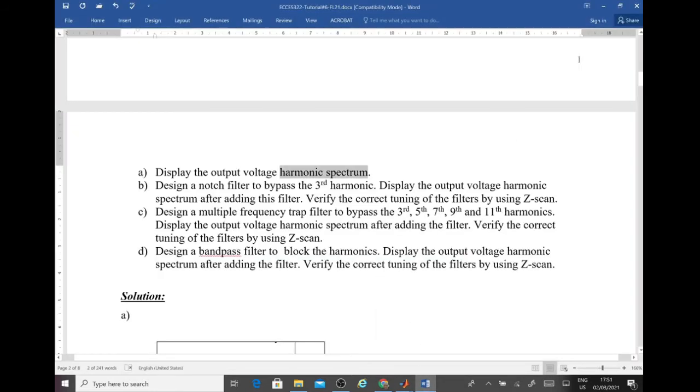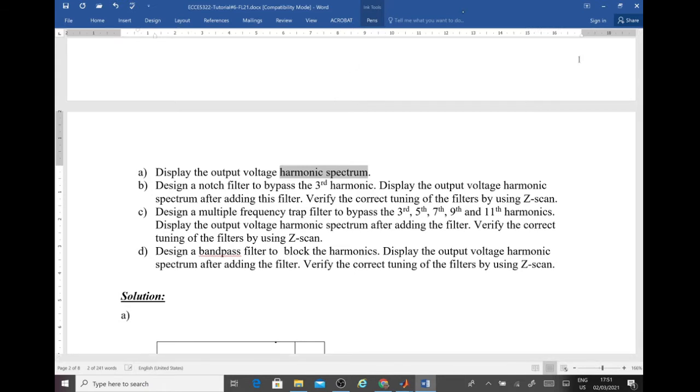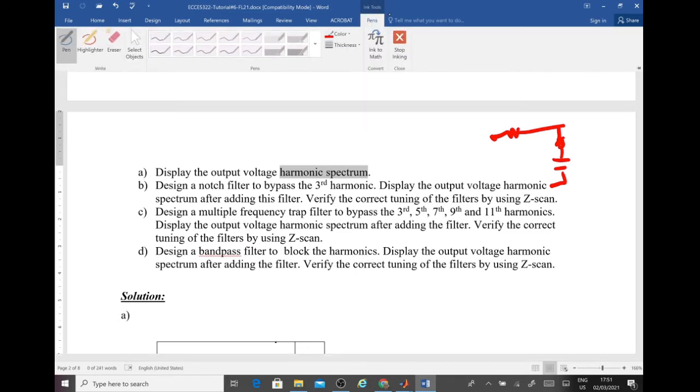With regard to the second question, it says design a notch filter to bypass the third harmonic. Notch filter. Okay, so we know that the notch filter will consist of 3 elements, R, L, and C. So we're going to have L, C, and also we're going to have R. So this is how the notch filter looks like.